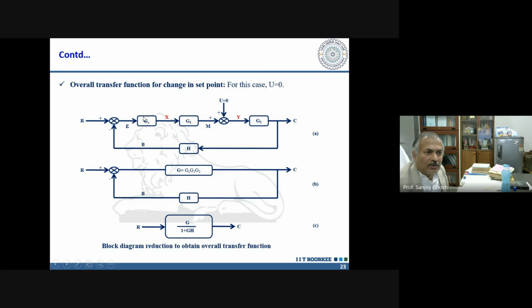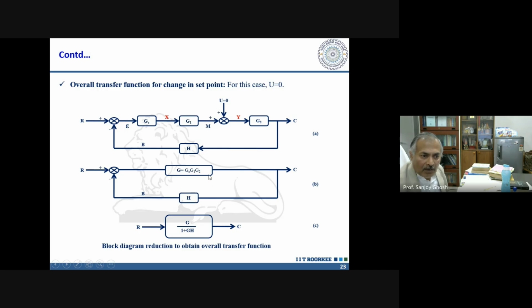Now GC is the controller transfer function. G1 is the final control element transfer function. G2 is the process transfer function. H is the transfer function of the sensor. All these things are there, and ultimately C will be affected. Now look at how every function, ultimately this GC, G1, G2 can be clubbed together to say G. G is equal to GC into G1 into G2. All the transfer functions together, and then the C to R ratio, and then H is the sensor transfer function.